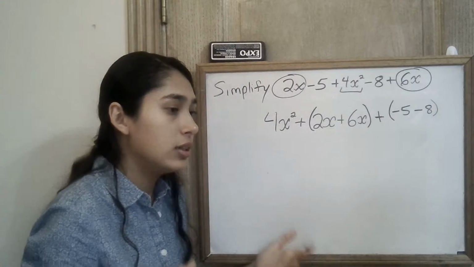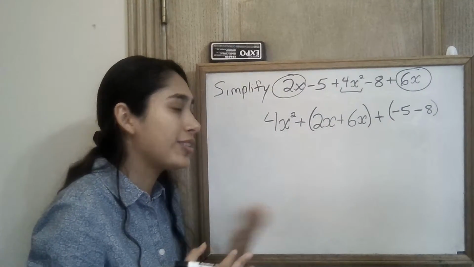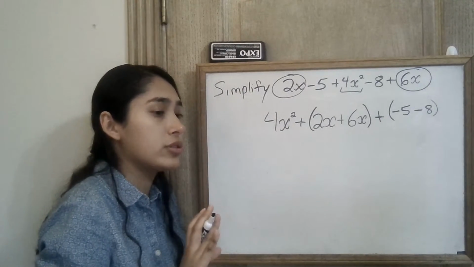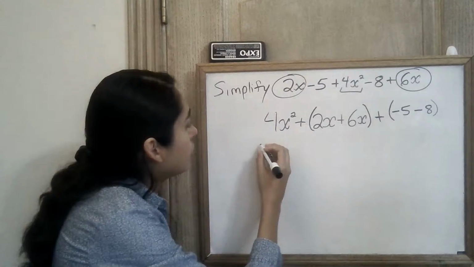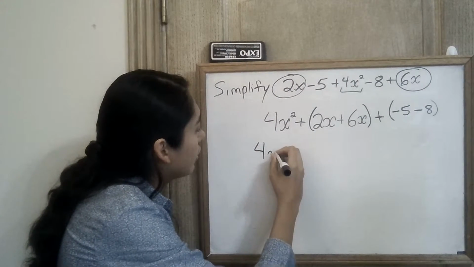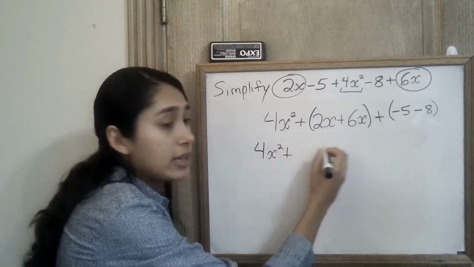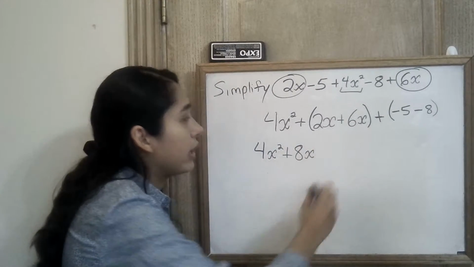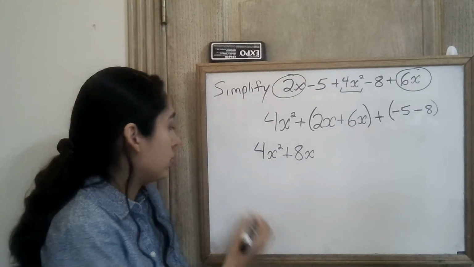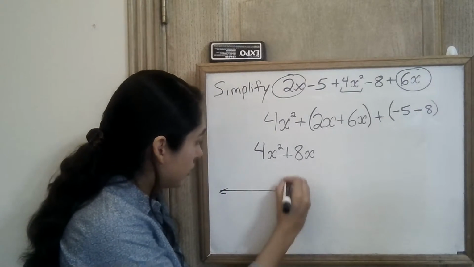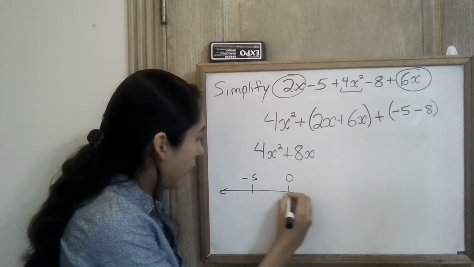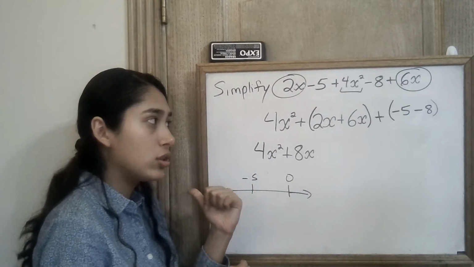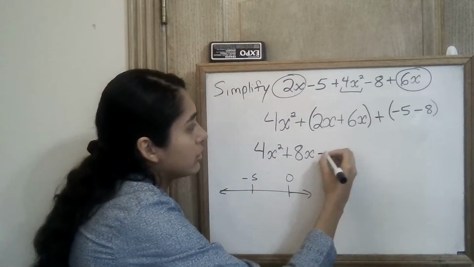It is correct, but you're going to end up being very nitty-gritty. You can, if you wish, there's nothing wrong with it. So let's further simplify. 2x plus 6x is 8x. And then we have -5. Let's look at our number line. We've got 0, we've got -5, and we're going to subtract 8. We're going to move it further away from 0. So this value is actually -13.